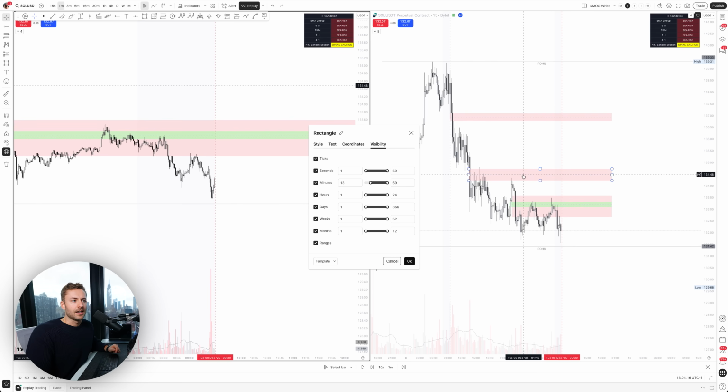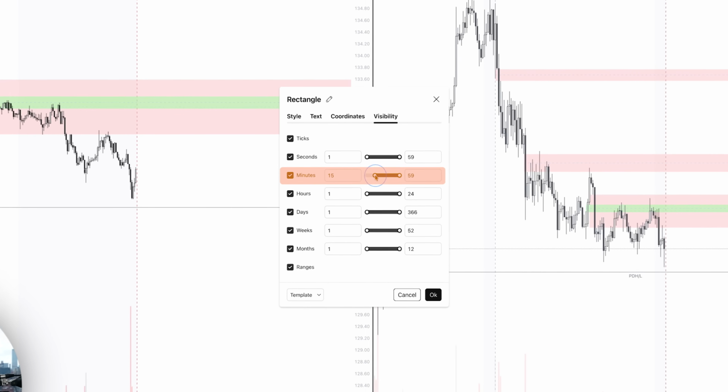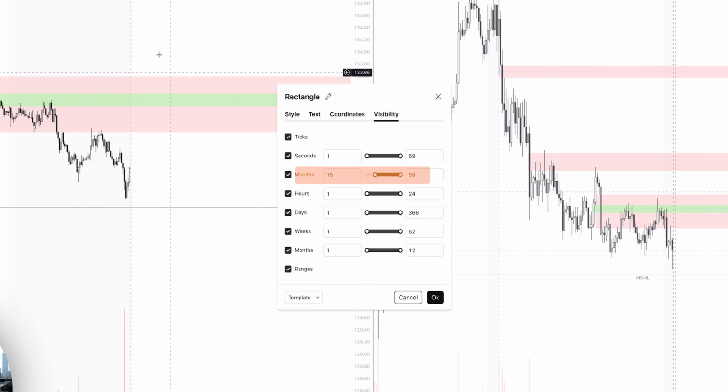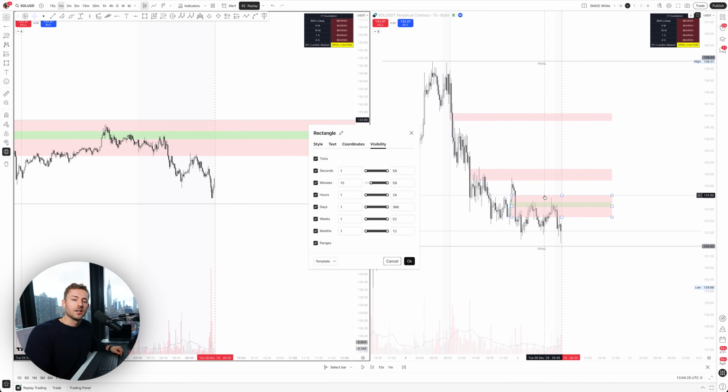Okay, so we're going to look at these for potential profit areas and signals for entries. And what I like to do is just right click on these and turn the visibility up to 15 minutes. That way I have a clear chart on my 1 minute, but I can still see everything on my 15 minute.